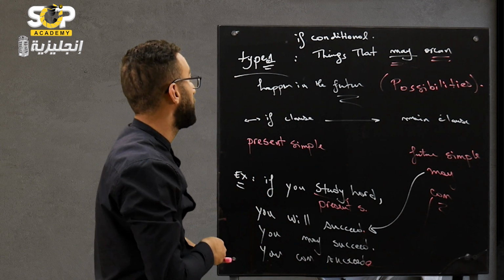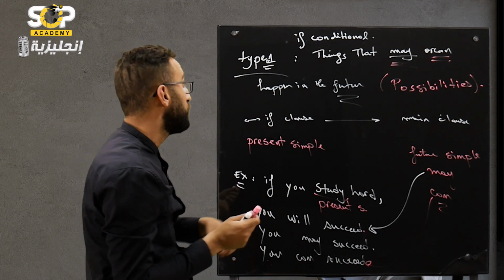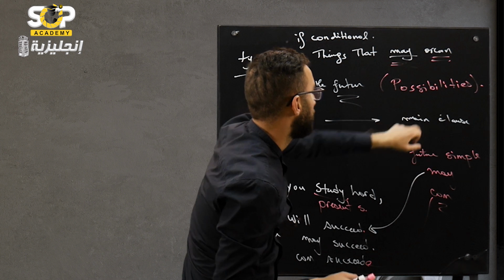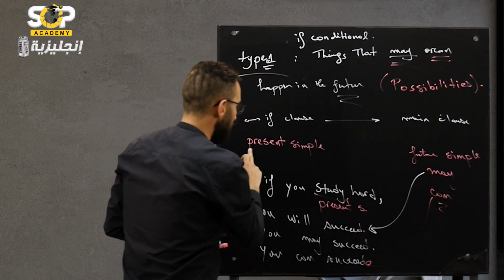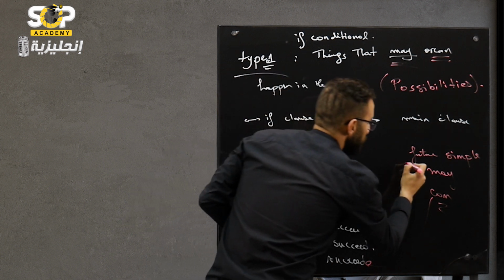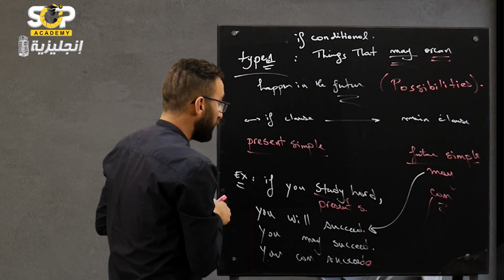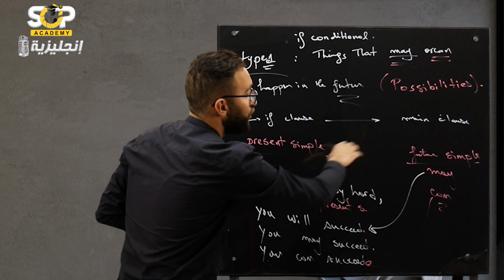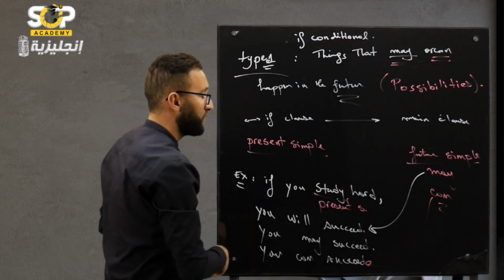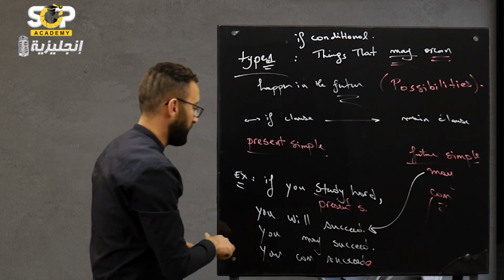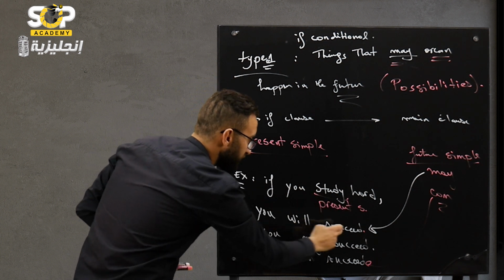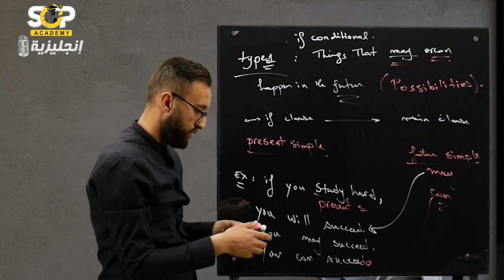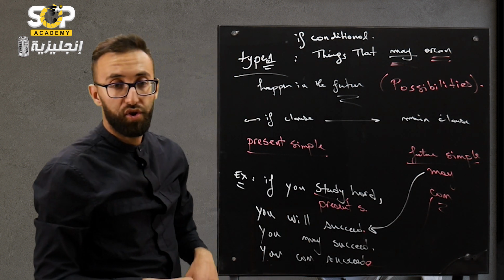Okay, this is conditional type 1: things that may or can happen in the future. We call them possibilities. We have the if clause and the main clause. The verb in the if clause is conjugated in the present simple tense, and the verb in the main clause is conjugated in the future simple tense, or you can use may or can. Example: if you study hard, you will succeed, or you may succeed, or you can succeed. This is the if conditional type 1.